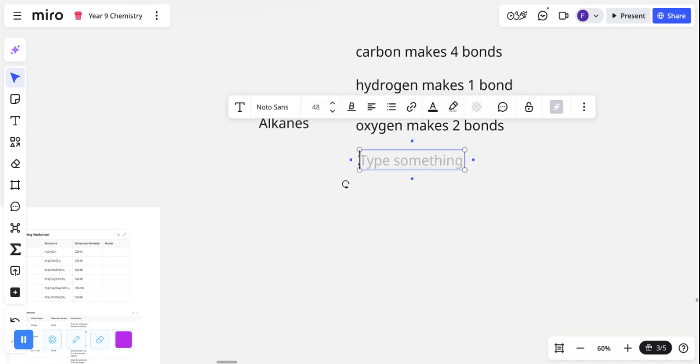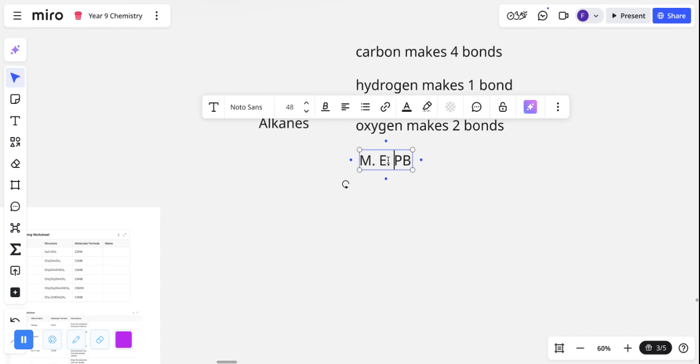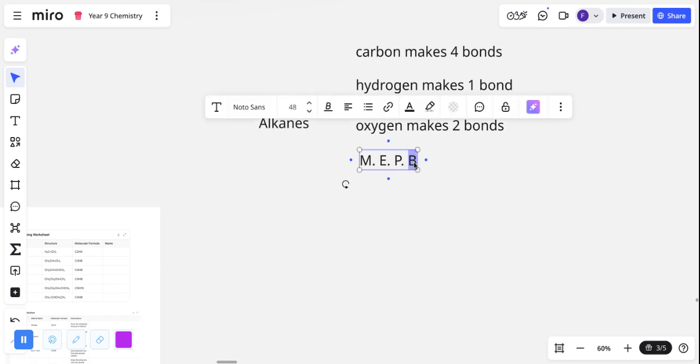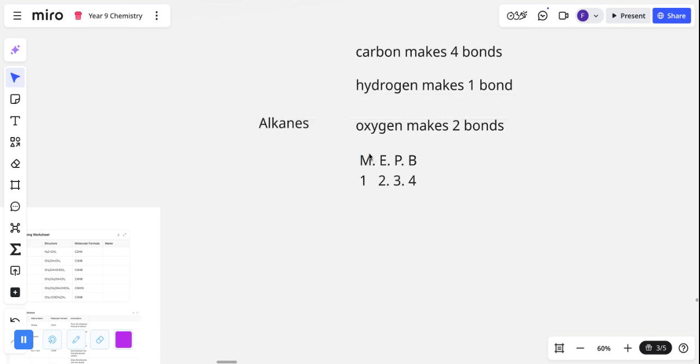The other thing I'm going to write on here is MEPB. MEPB is a way for me to remember how many carbons you've got: 1, 2, 3, 4 carbons. M stands for meth, eth, prop, and but. Now, I'm not going to go through that. You've got it in your notes somewhere on this board.